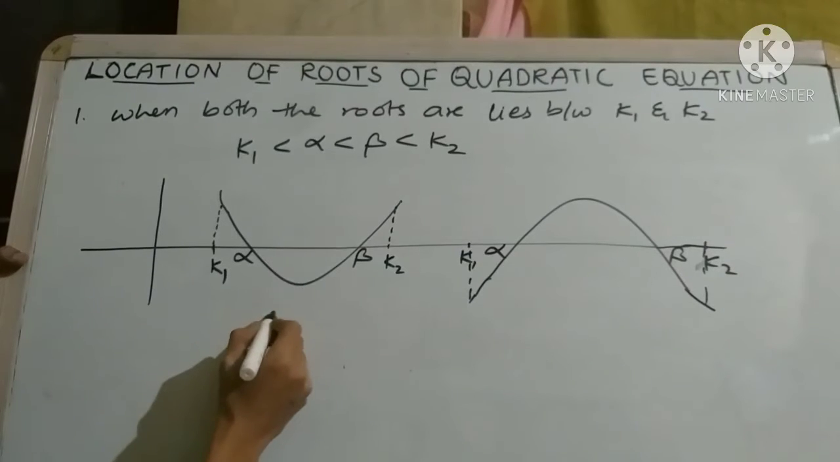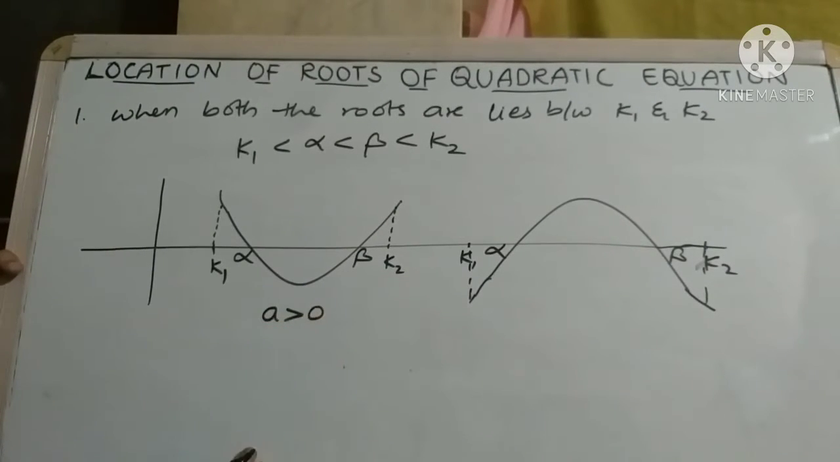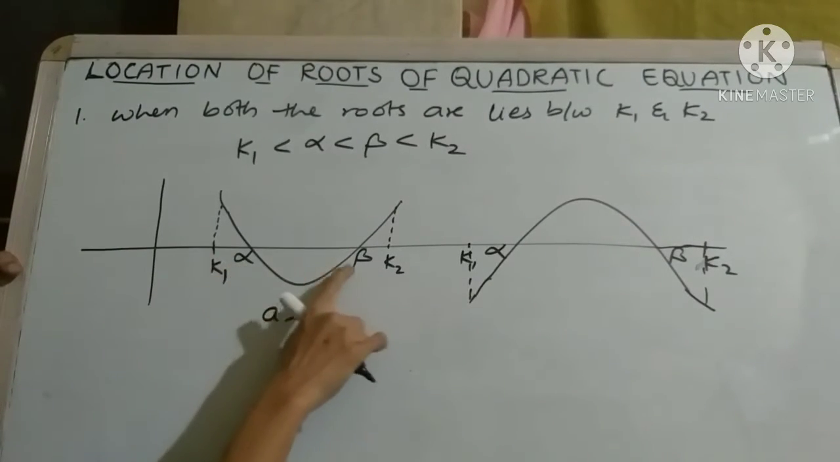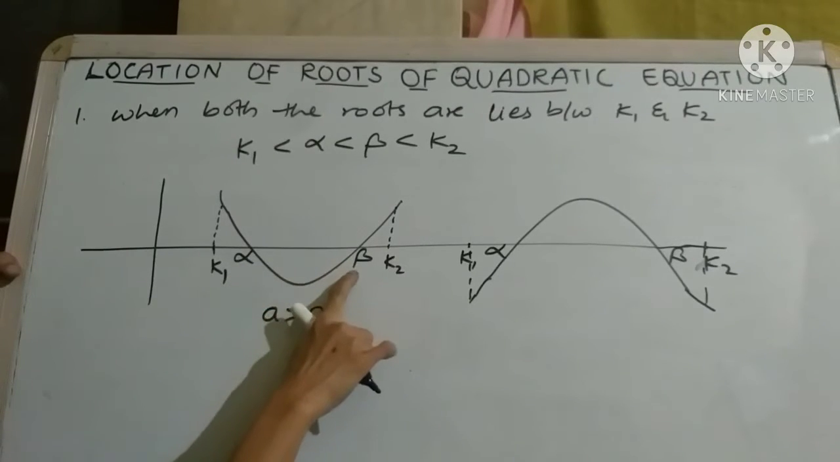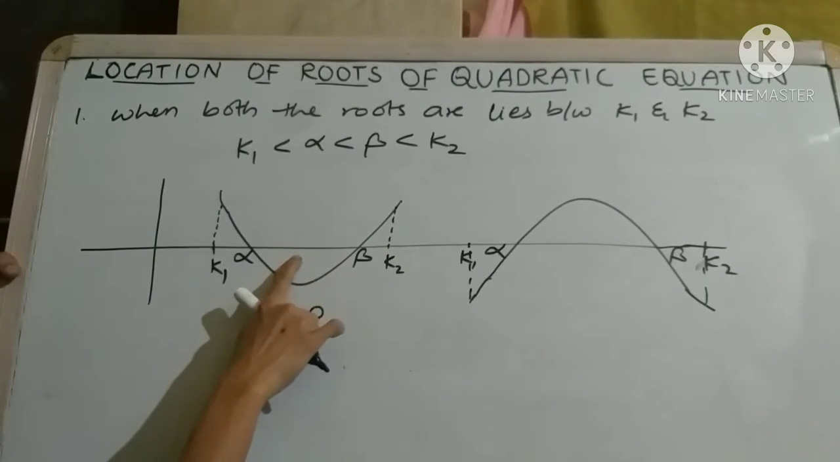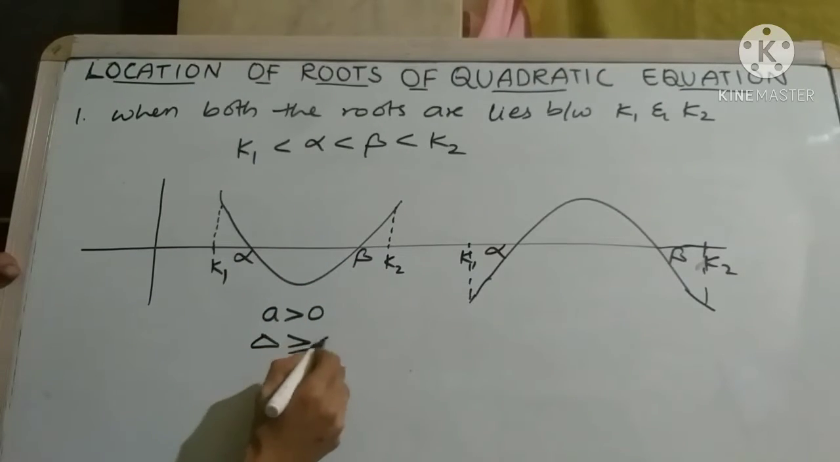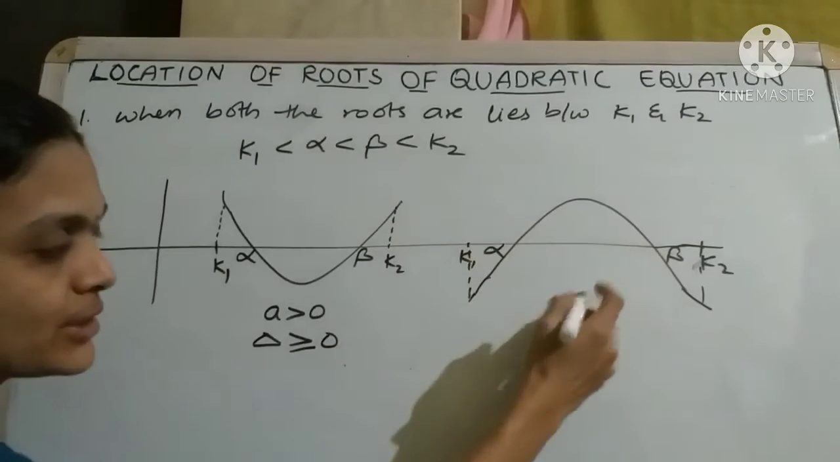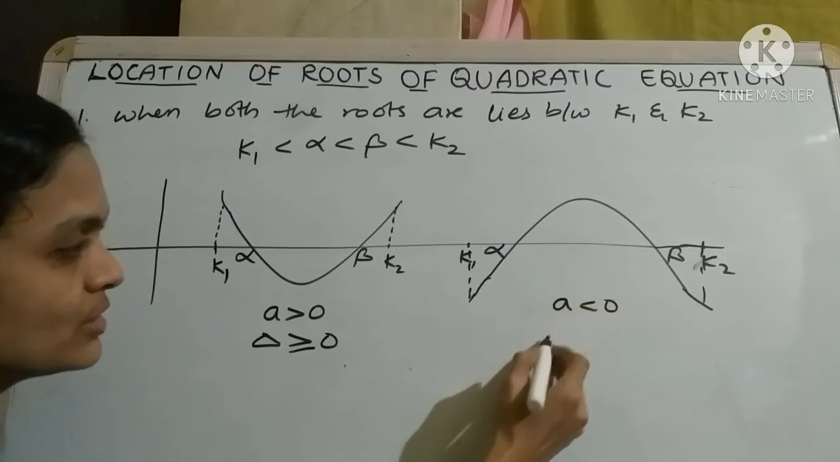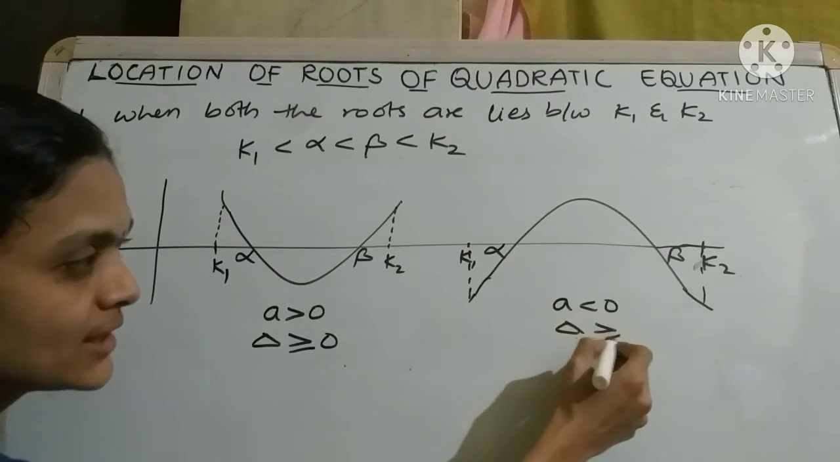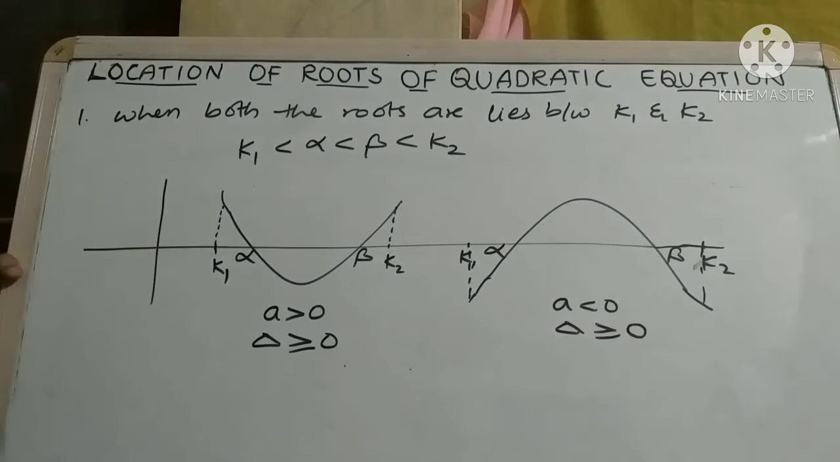Here this upward parabola means a greater than 0. Here the parabola touches the x-axis at two distinct positions. In between alpha, beta, is there any real number? No. So that's why delta is greater than or equal to 0. And this is a downward parabola, means a less than 0, and there also delta is greater than or equal to 0. The discriminant is greater than or equal to 0.